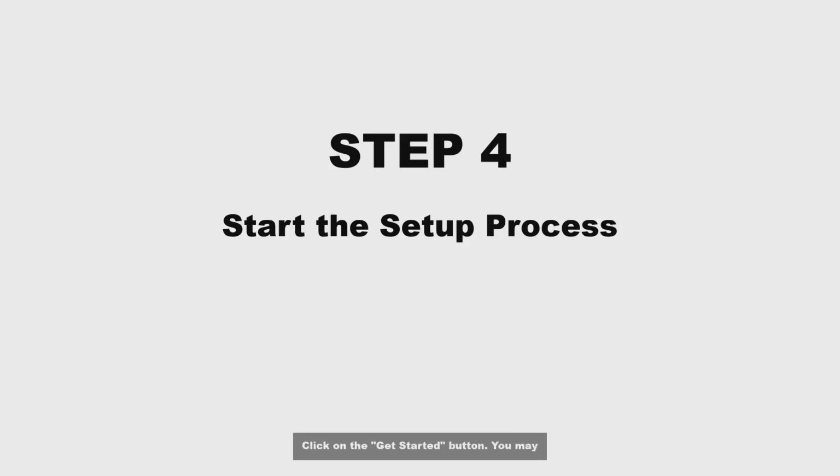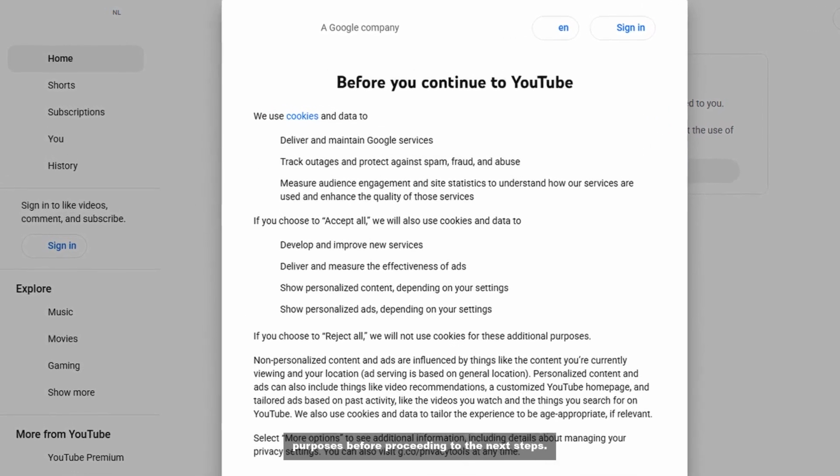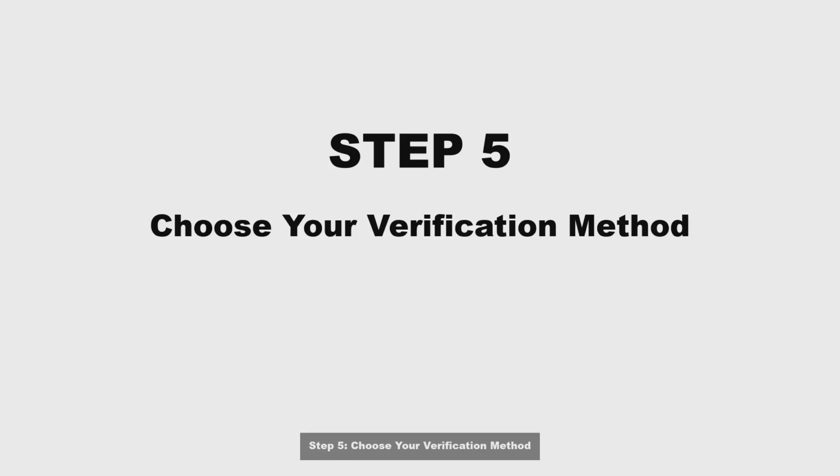Step 4. Start the setup process. Click on the Get Started button. You may need to re-enter your password for security purposes before proceeding to the next steps. Step 5. Choose your verification method.